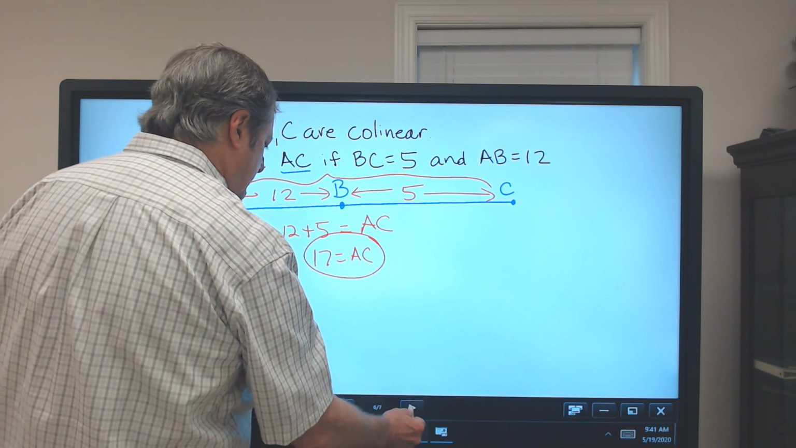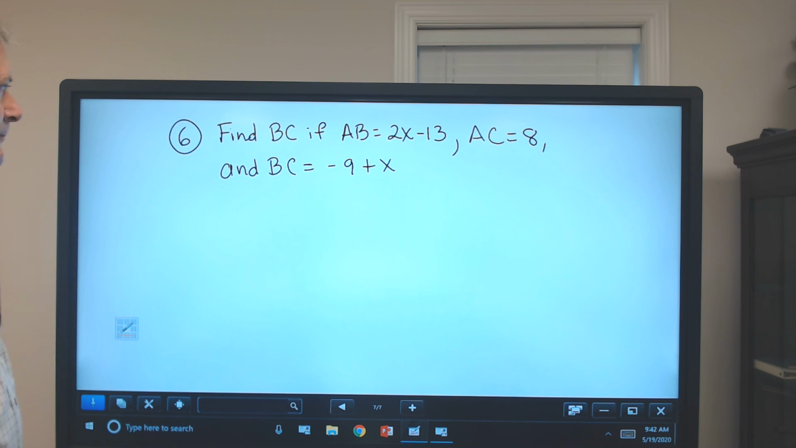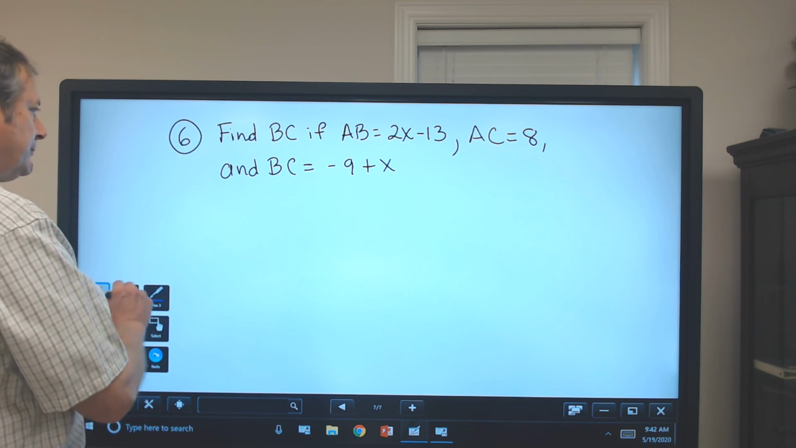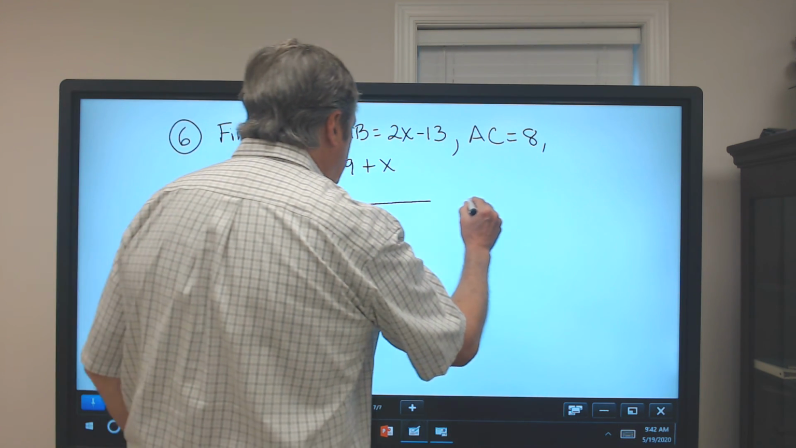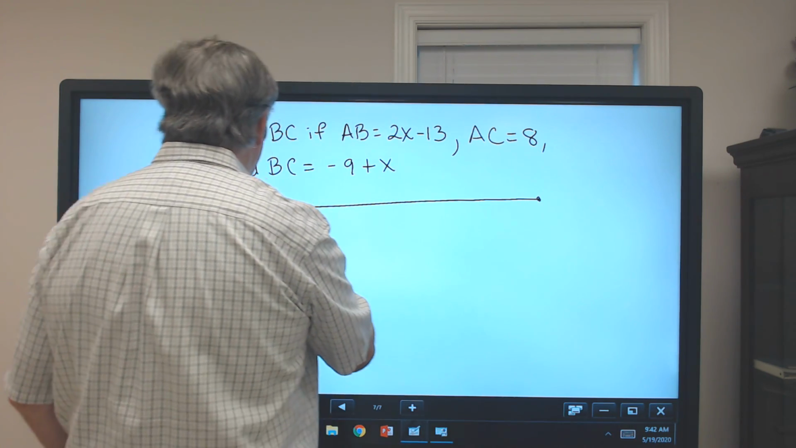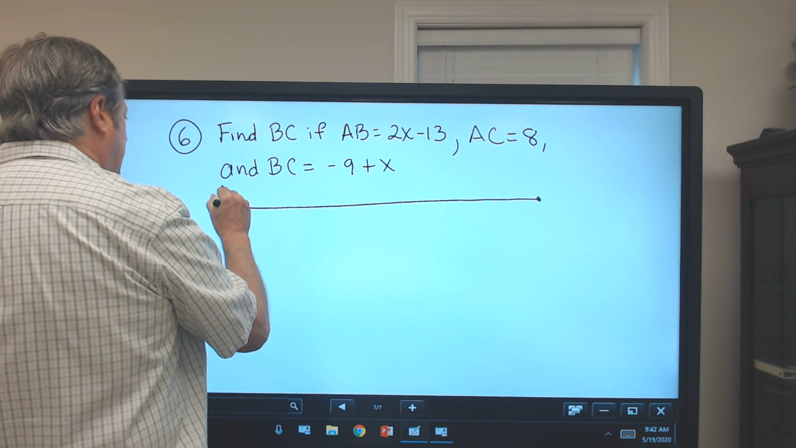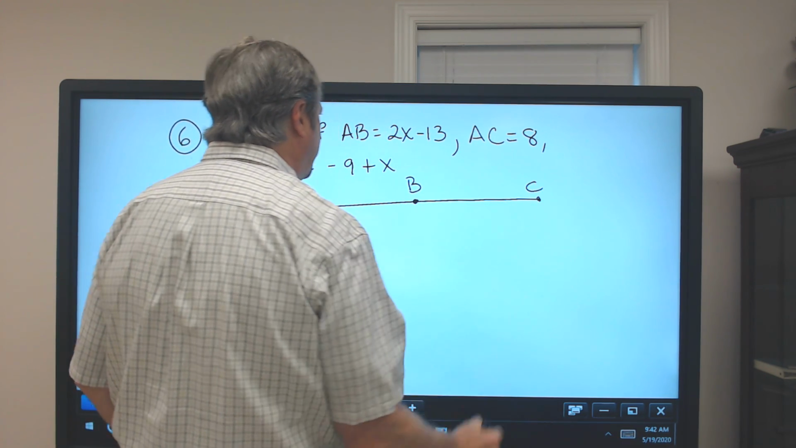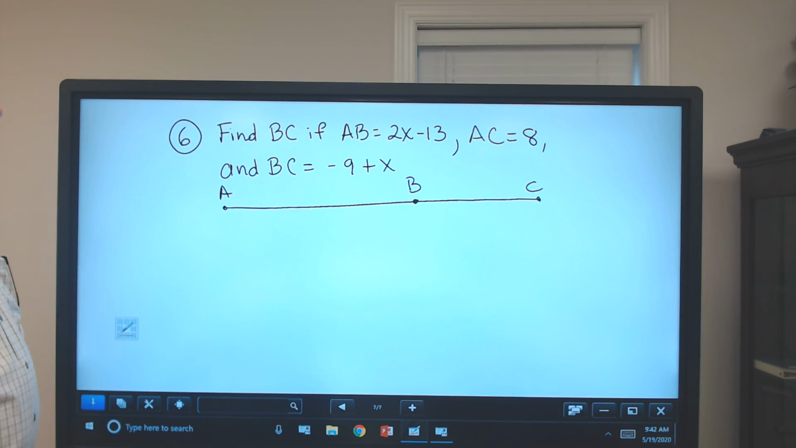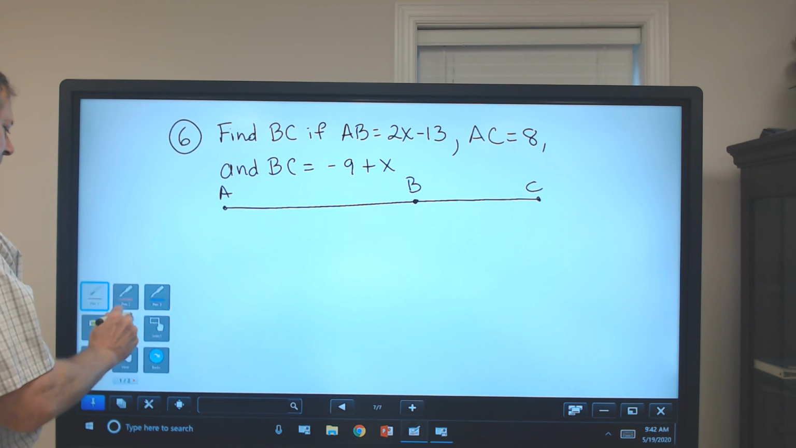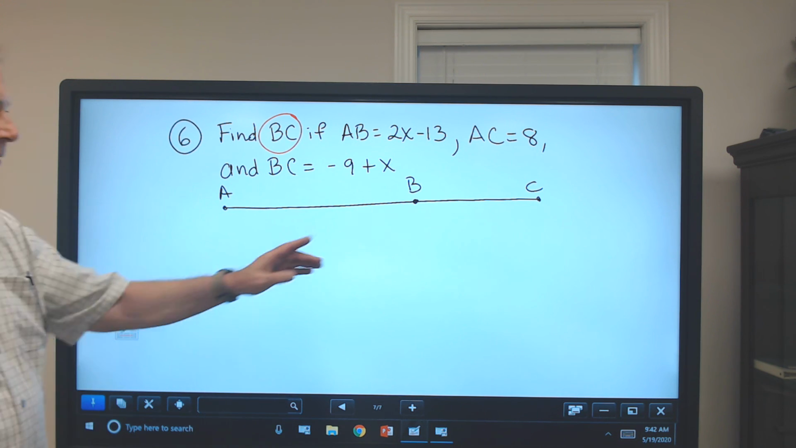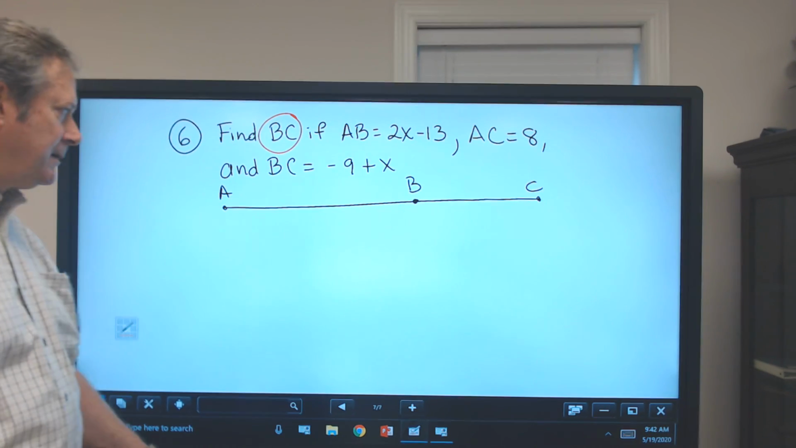All right, last one. All right, same deal. We've got A, B, and C are collinear. I was too lazy to write down the directions. All right, so we've got A, let's put B right here. I don't know where it is, but we'll call that C. Now, let's write down the information. What we're trying to find is we want the length of B to C. So we want to know from here to here how far that is.